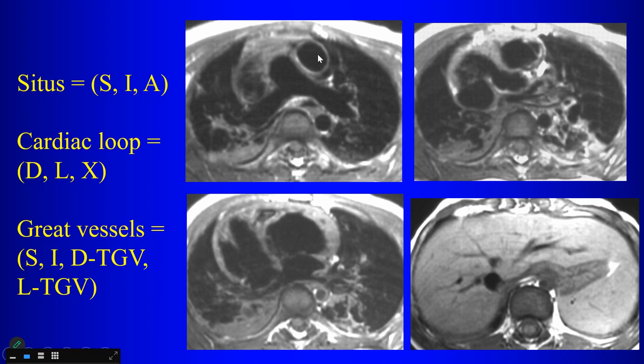Yeah, it's to the left, but there's transposition. It's anterior. We know there's transposition. This is an L transposition. So we have atrioventricular discordance and ventricular arterial discordance, right? So we call this whole thing what? What kind of transposition is that? When you have both atrioventricular and ventricular arterial discordance, it's congenitally corrected transposition, right?